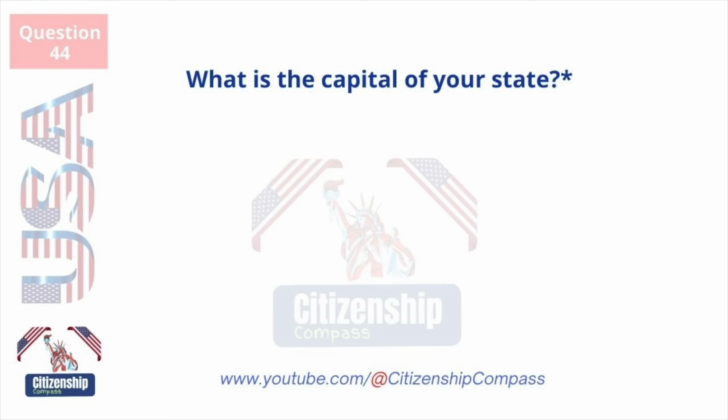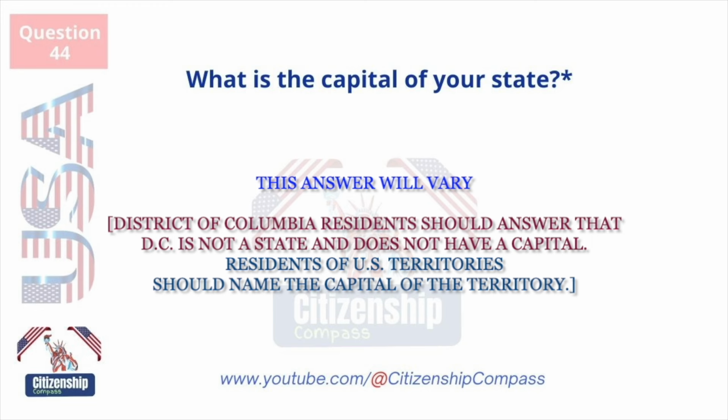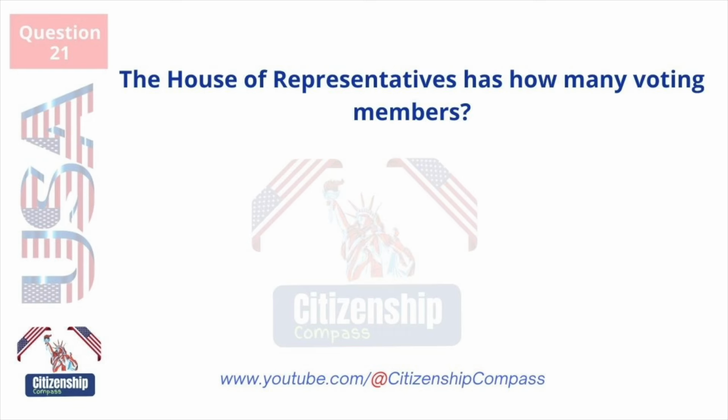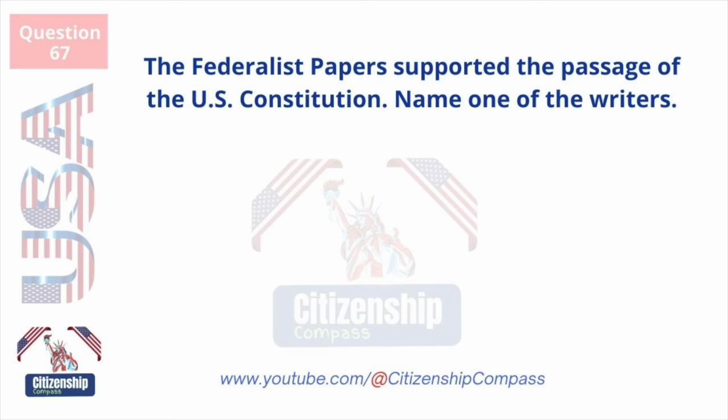What is the capital of your state? The House of Representatives has how many voting members? 435. The Federalist Papers supported the passage of the U.S. Constitution. Name one of the writers. James Madison.